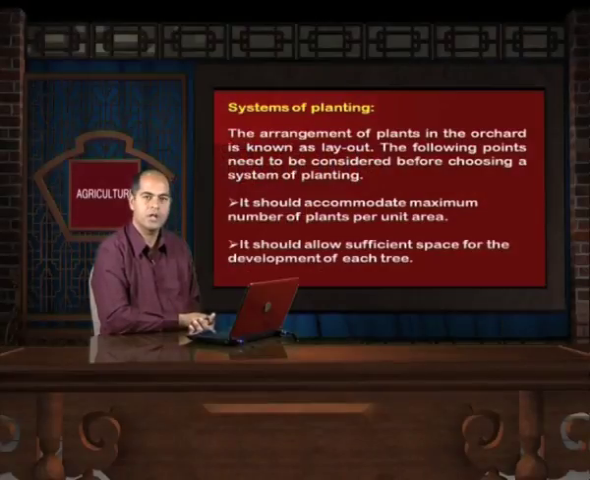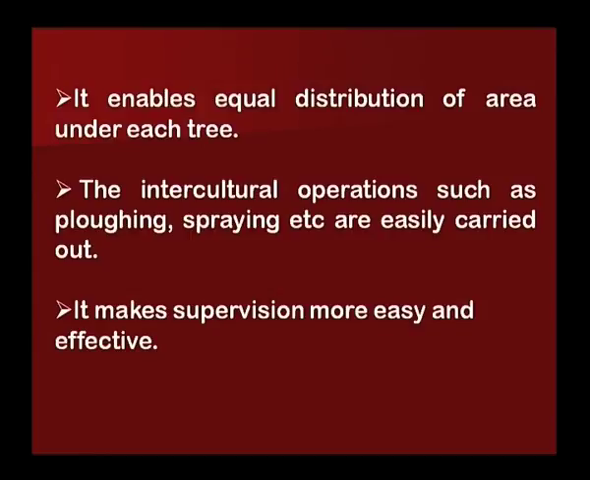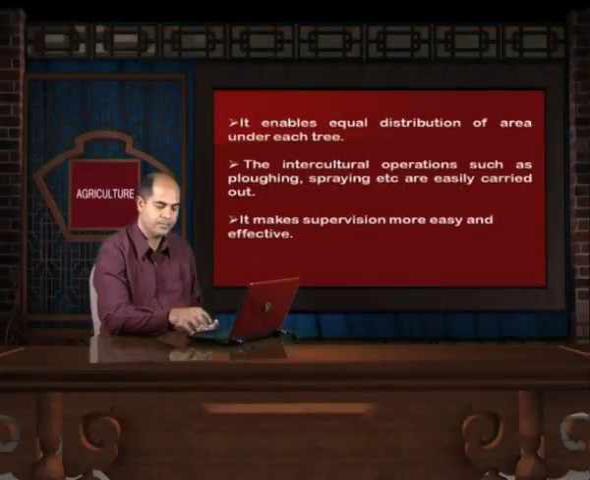Now we will be discussing about various systems of planting. The arrangement of plants in the orchard is known as layout. The following points need to be considered before choosing a system of planting. It should accommodate maximum number of plants per unit area. It should allow sufficient space for the development of each tree. It enables equal distribution of area under each tree. The intercultural operations such as plowing, spraying, etc. are easily carried out. It makes supervision more easy and effective.